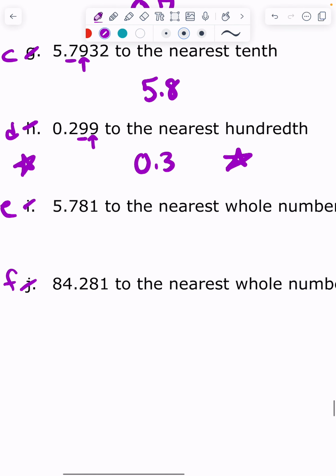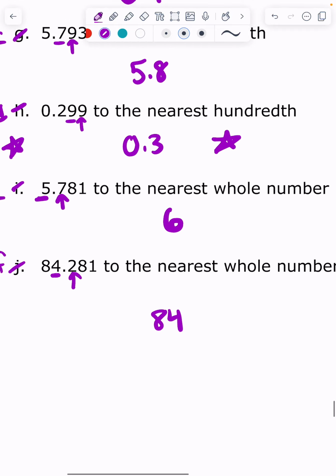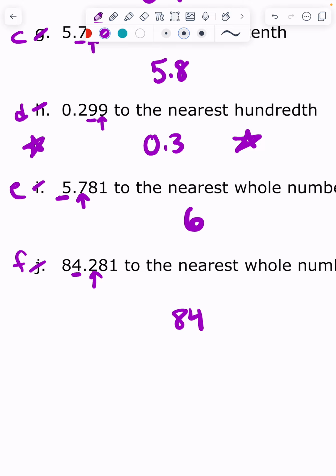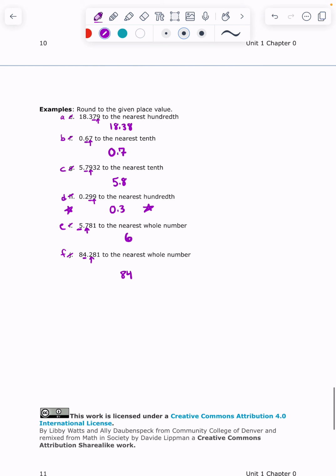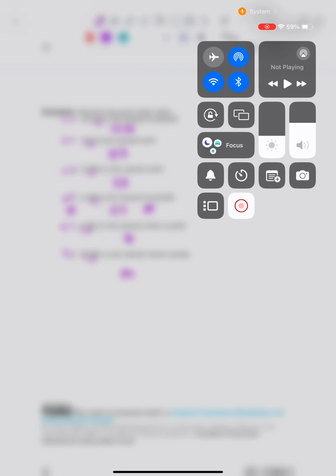Nearest whole number, here's a whole number. The one after it, this gets rounded up to 6. Another whole number, 4. But this one doesn't get rounded up. I think that was the only one that didn't go up, because 2 is not 5 or greater. So keep practicing that and you'll get great at rounding.